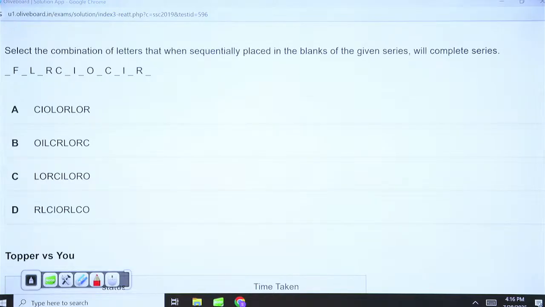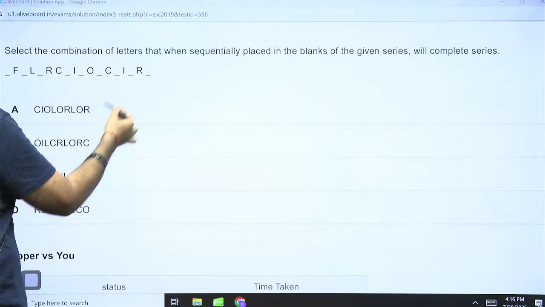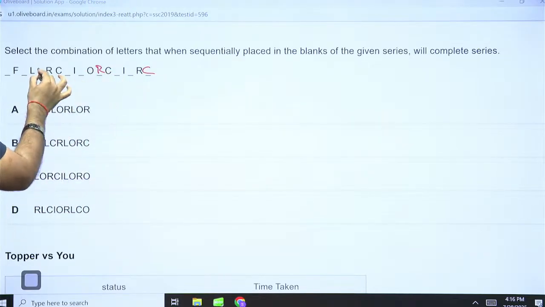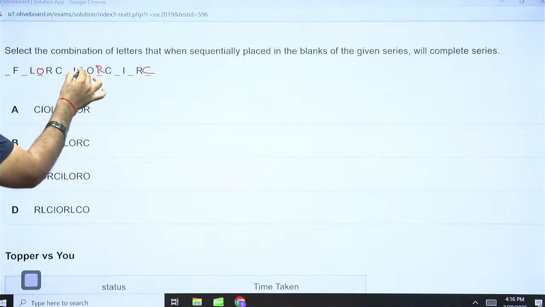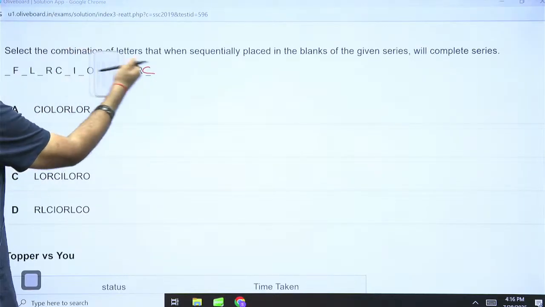Any hint which you can get from the options? I don't think there are any vertical options which are common, right? So what do we do now? In the end, we have C here. So RC, RC. If I do this, I get ORC here. So ORC, LORC, LORC. But this is IORC. No, that's not it. Something else.